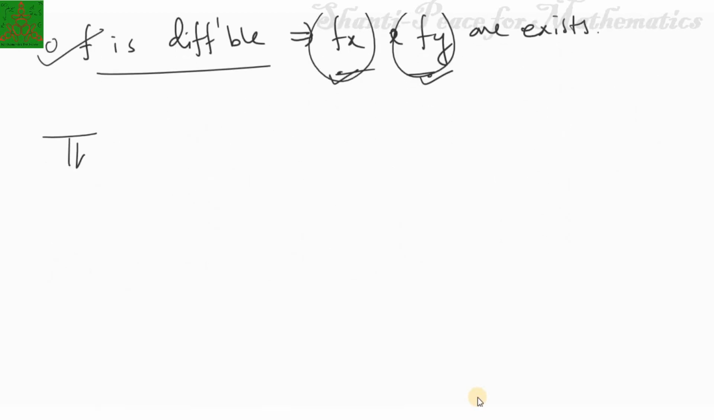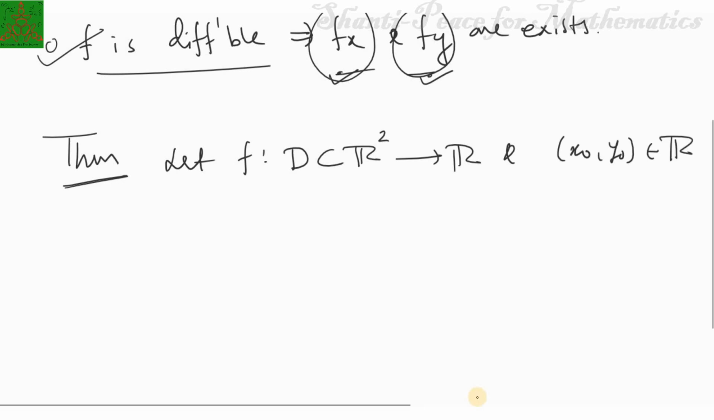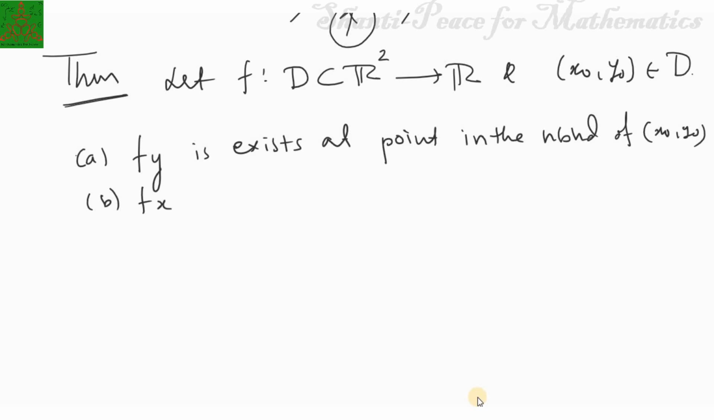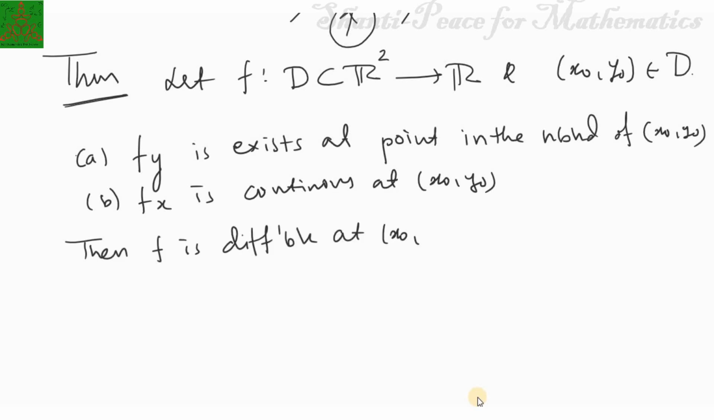We will state it as a theorem. Let f be a function defined on D, which is a subset of R square, to R, and (x0, y0) a point in D, such that the following holds. The first one is fy exists at all points in the neighborhood of (x0, y0), and the second one is fx is continuous at (x0, y0). Then f is differentiable at (x0, y0).